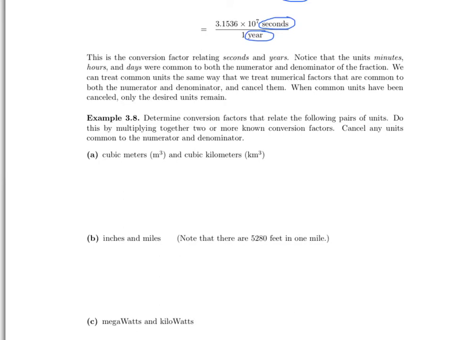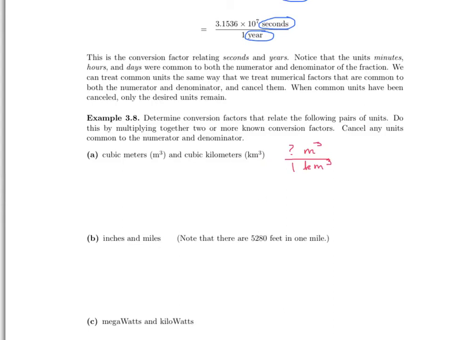We want to find a conversion factor that relates cubic meters and cubic kilometers. So, in other words, we want to find out how many cubic meters there are in 1 cubic kilometer. So that's our goal, is to be able to write down that fraction. Well, we probably don't know exactly how many cubic meters there are in 1 cubic kilometer, so we're going to start with what we do know.